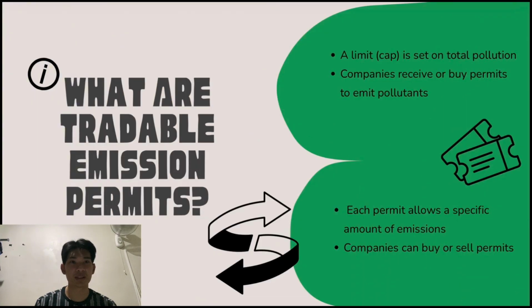So, what are tradable emission permits? A cap is set on total pollution. Companies receive or buy permits to emit. Each permit allows a specific amount. Companies can trade these permits. For example, if a factory reduces pollution, it can sell extra permits to another factory.